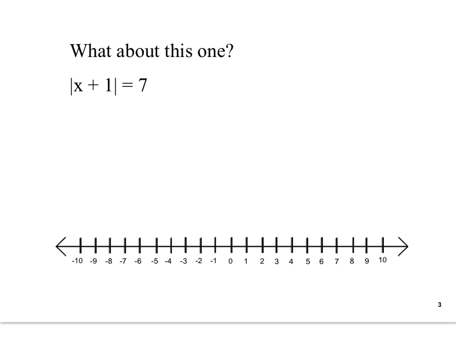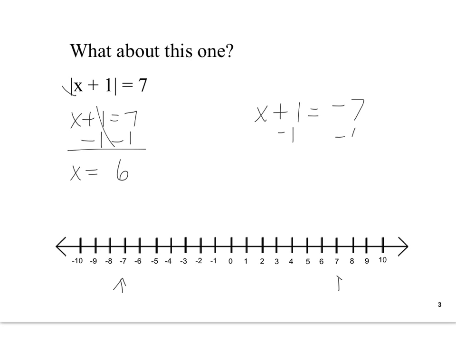So how about this one? This is where it starts getting a little iffy. X plus 1 is 7 away. So that means that X plus 1 could be at 7, or X plus 1 could be at negative 7 here. But that's not the answer. It's X plus 1. So we've moved it a little. So I have to solve these equations to find out what it would be. So this is 6, and this is negative 8.